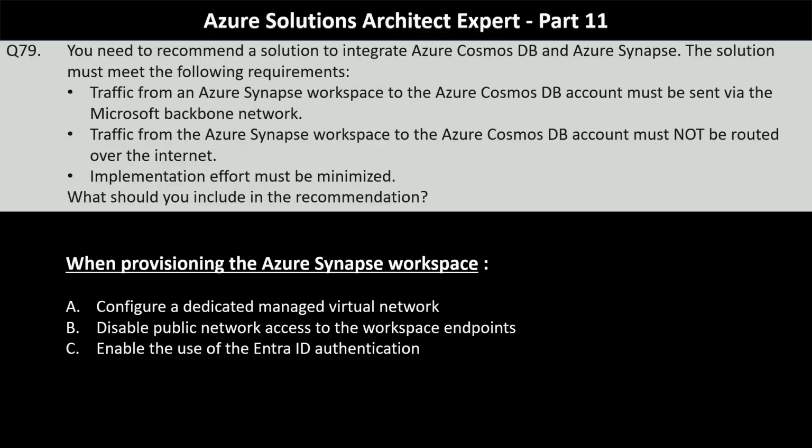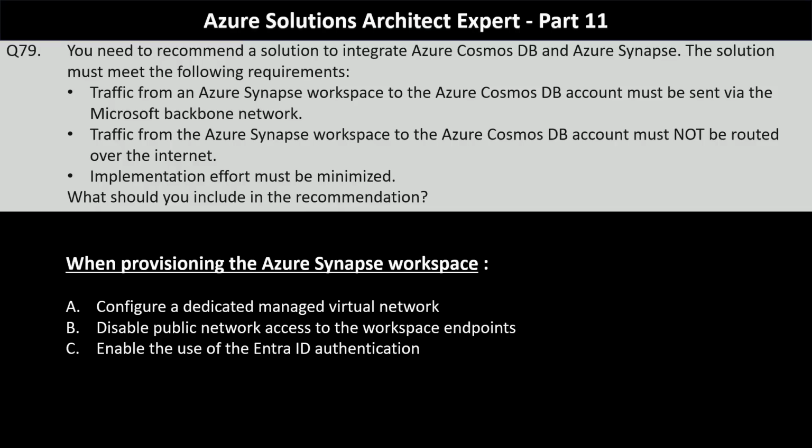You need to recommend a solution to integrate Azure Cosmos DB and Azure Synapse. The solution must meet the following requirements. Traffic from an Azure Synapse workspace to the Azure Cosmos DB account must be sent via the Microsoft Backbone network. Traffic from the Azure Synapse workspace to the Azure Cosmos DB account must not be routed over the internet. Implementation effort must be minimized. What should you include in the recommendation?